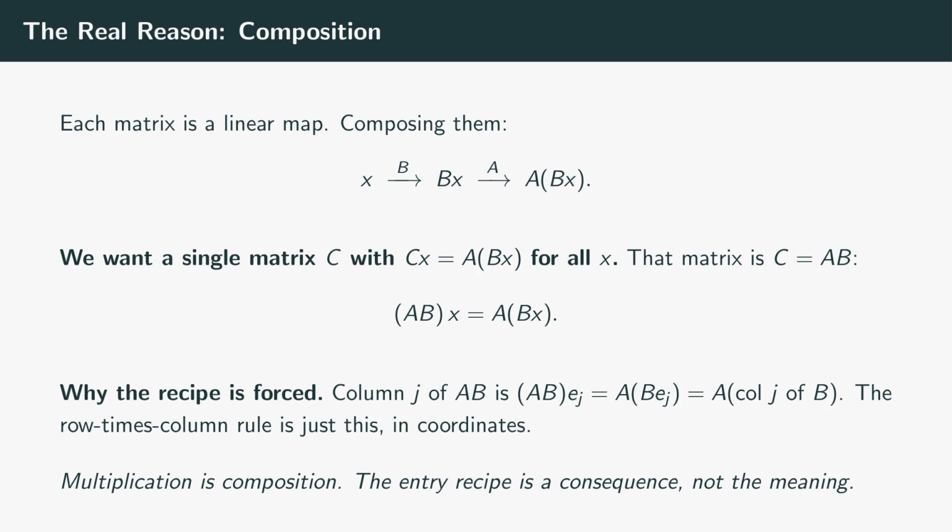So A times B times x equals A applied to B times x. The order reads right to left, like nested functions. B acts first because it is closest to the vector, then A, and this forces the recipe. The jth column of the product is the product applied to the jth basis vector, which is A applied to the jth column of B. Work that out in coordinates and you get exactly rows of A dotted with columns of B. The entry recipe is a consequence. Composition is the meaning.